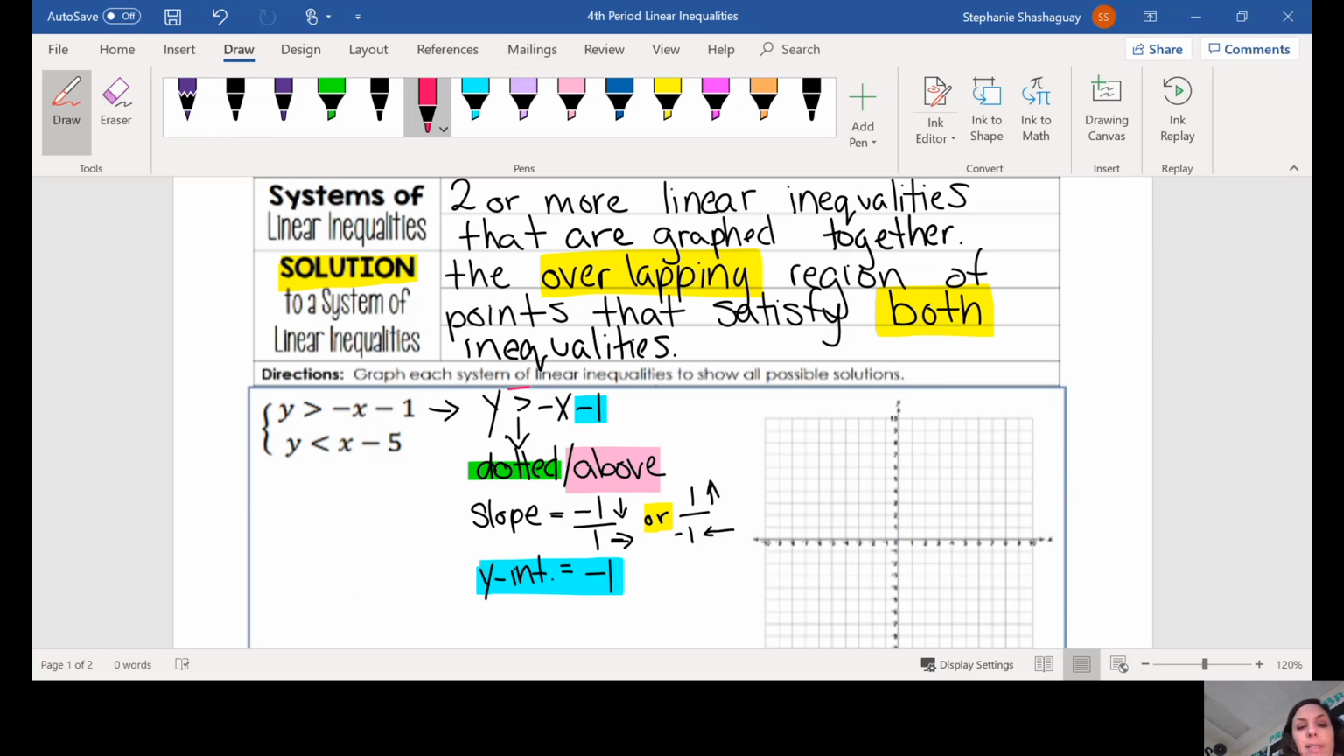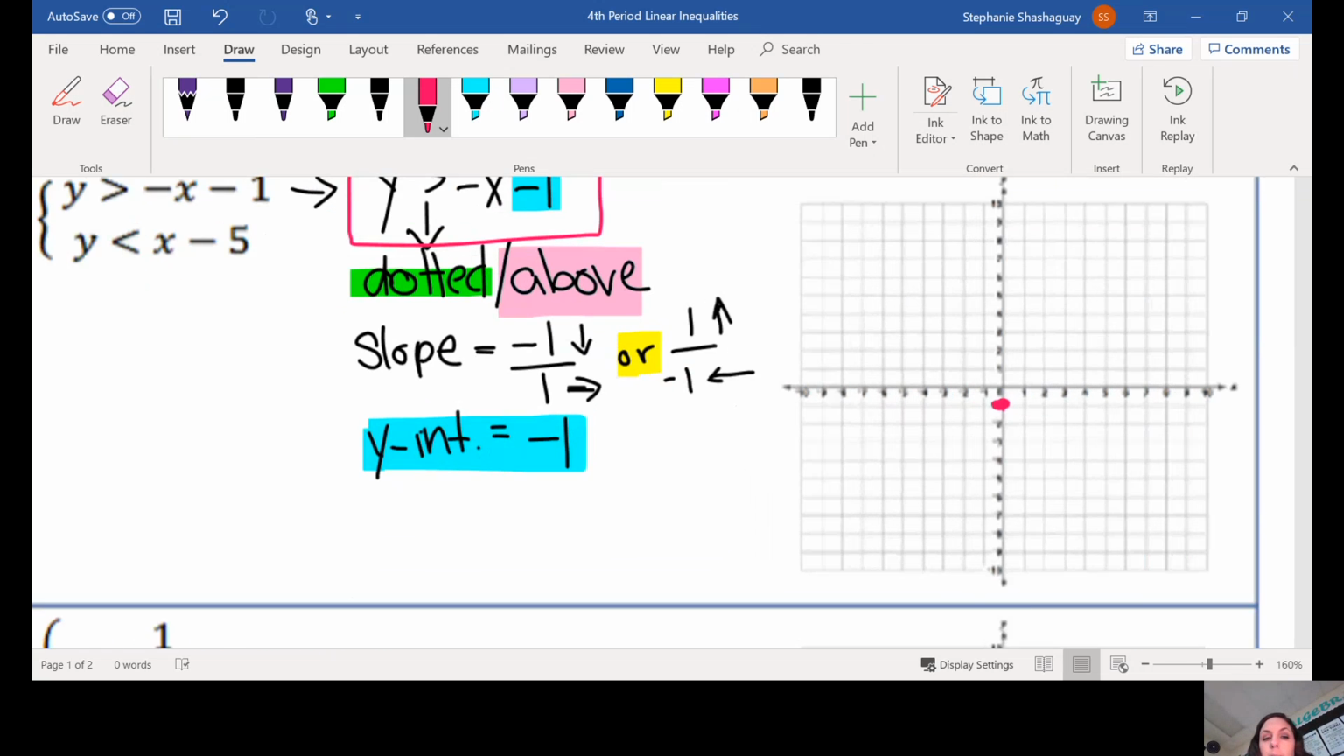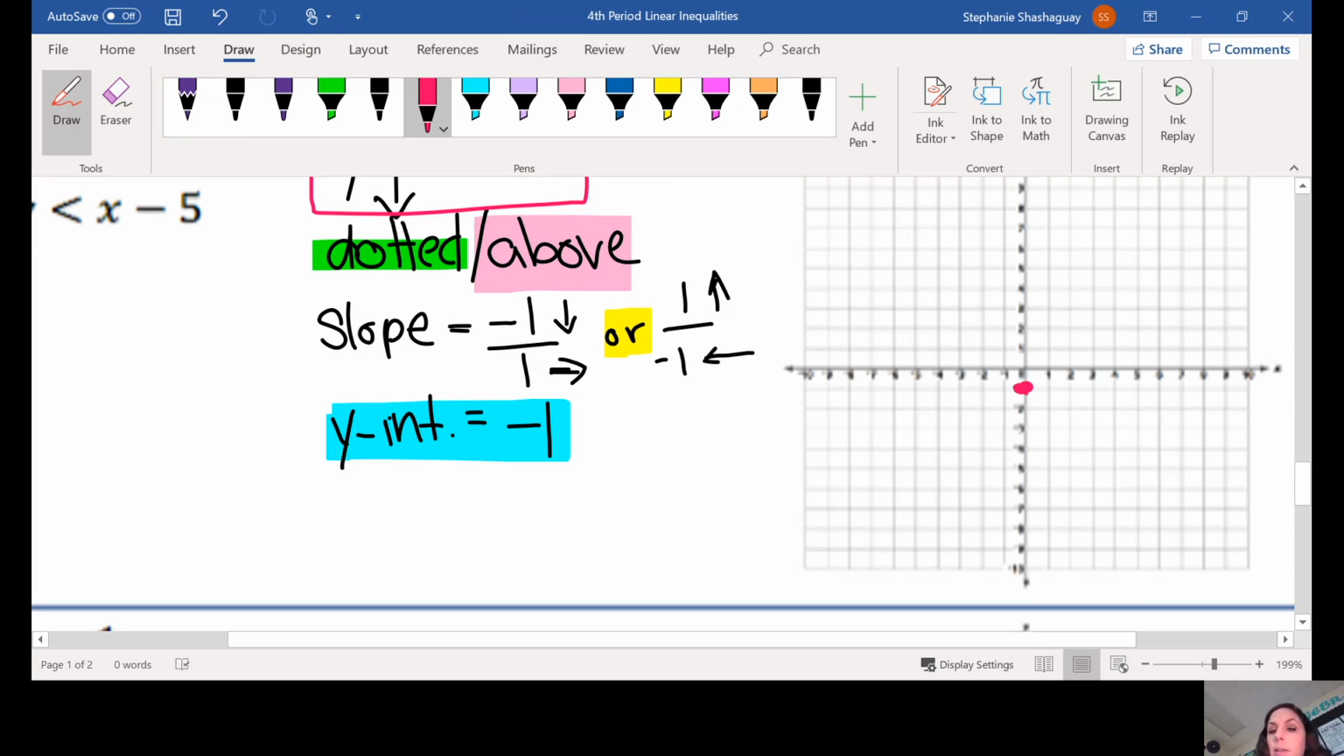So I'm going to graph this line, and I'm going to graph it in pink. And remember that we're going above. So I'm going to start at my y-intercept, which is negative 1. So I'm going to start by putting a point right here. And it says that my slope is negative 1 over 1. I zoomed in so that you can see it really well. So from negative 1, I'm going to go down 1 and to the right 1. Down 1 and to the right 1. You get the idea. Okay, we're just going to keep going.